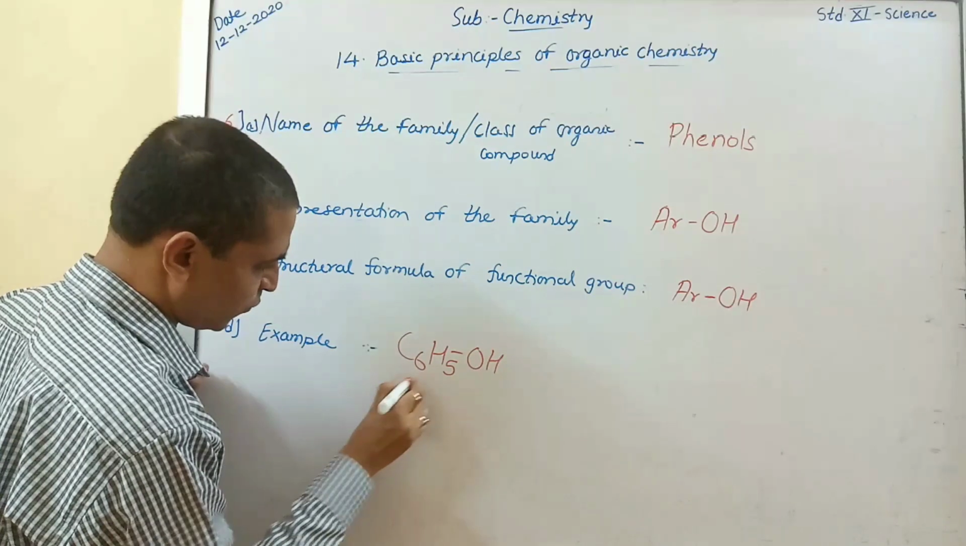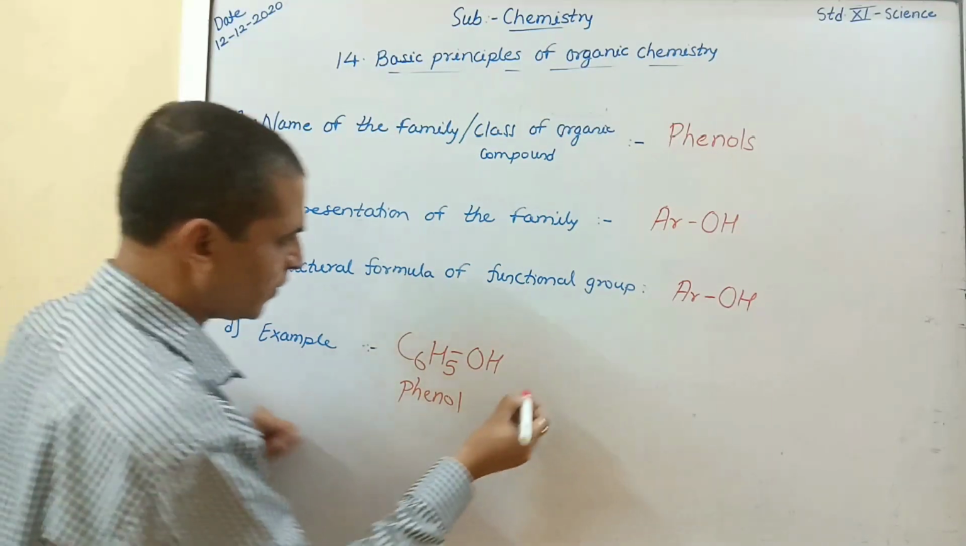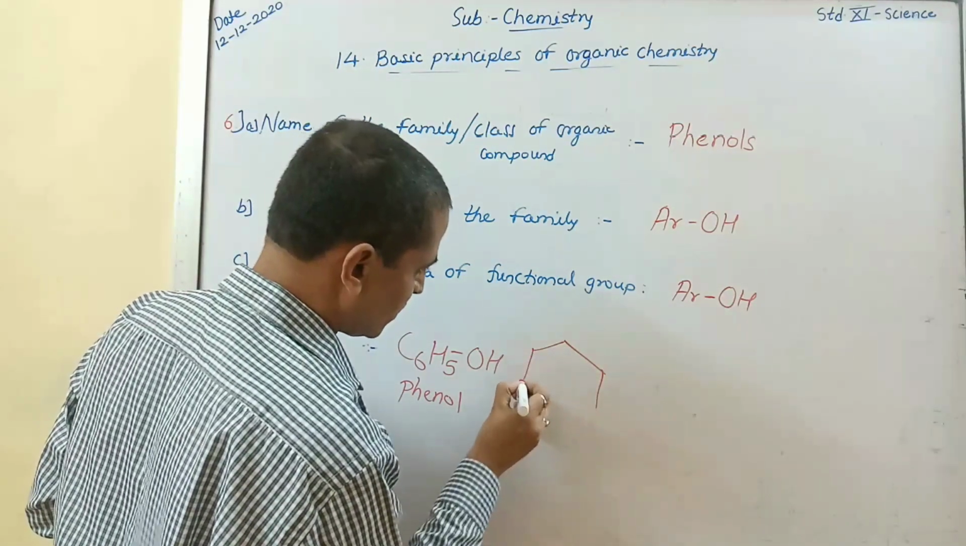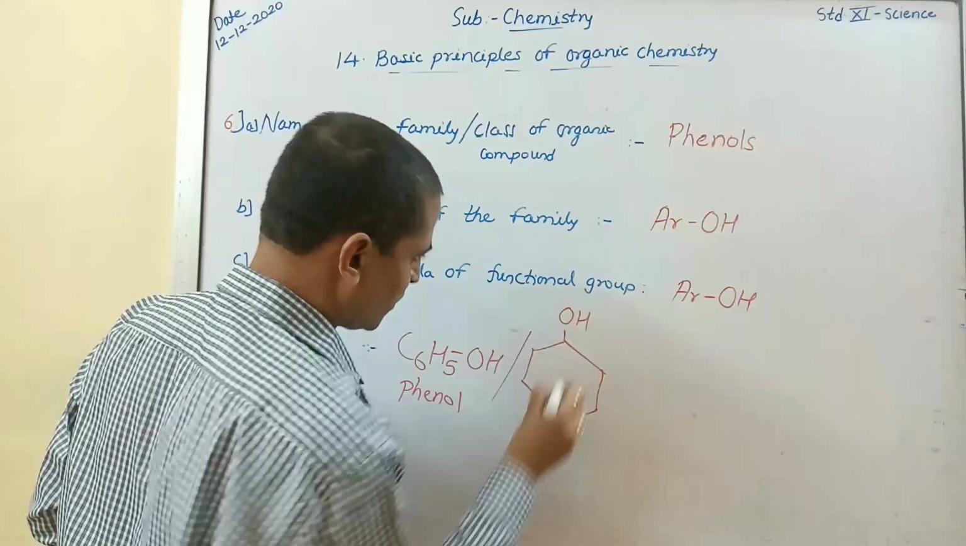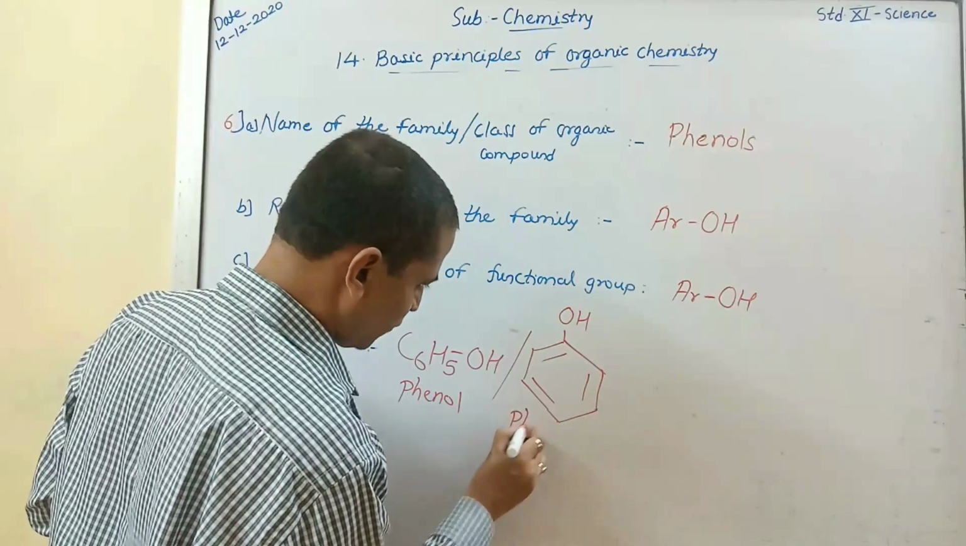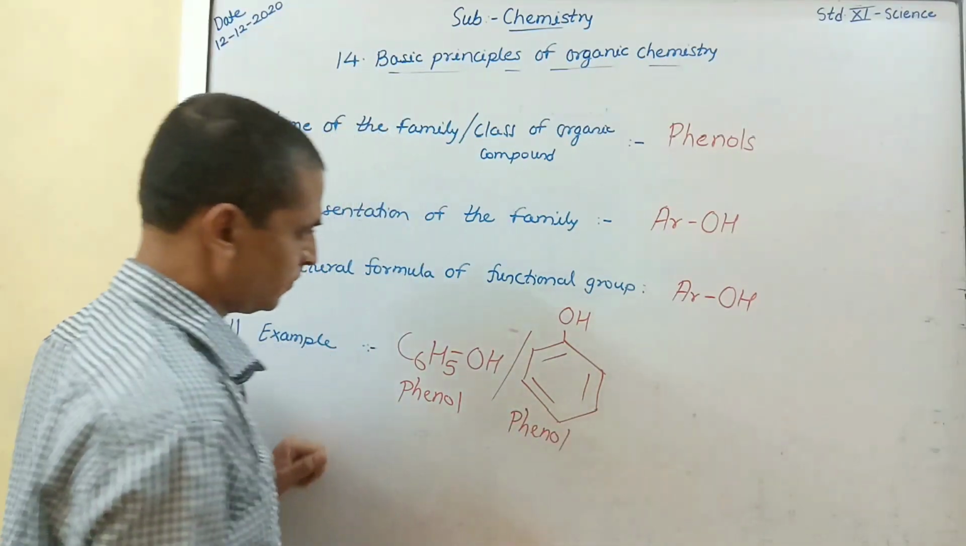C6H5OH. It is called as what? Phenol, which is also shown by this structure, OH. It is also called as what? Phenol.